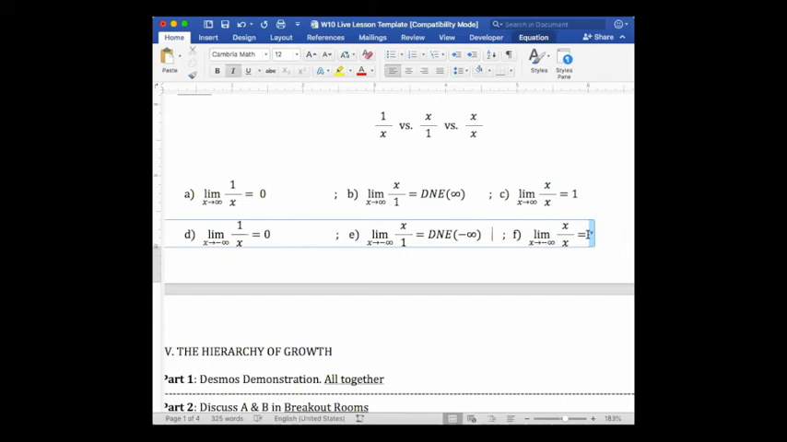And then finally for F, I hope it's clear that once again, you'll just get 1. It's the same as C, essentially.